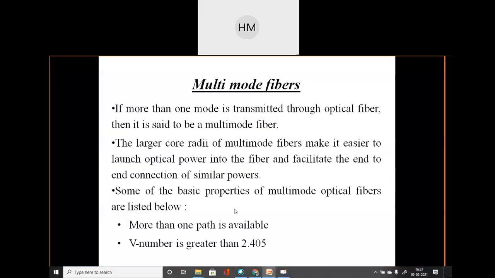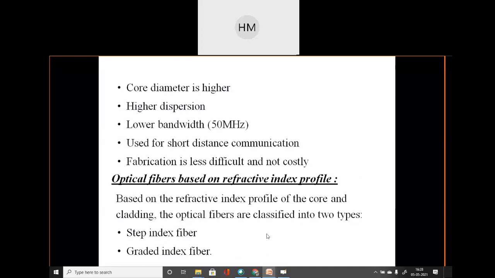See, multimode fiber we have discussed. If more than one mode is transmitted through optical fiber, then it is known as multimode fiber. I am just giving you a summary of the topics we have discussed today. The larger core radii of multimode fiber make it easier to launch optical power into the fiber. Clear? Some of the basic properties of multimode optical fibers are listed below. More than one path is available. V number is greater than 2.405. Just now we have written the equation. Core diameter is higher, higher dispersion, lower bandwidth, used for short distance communication. Fabrication is less difficult and not costly.